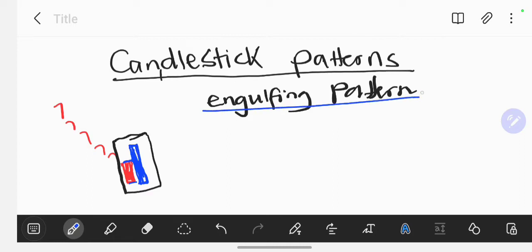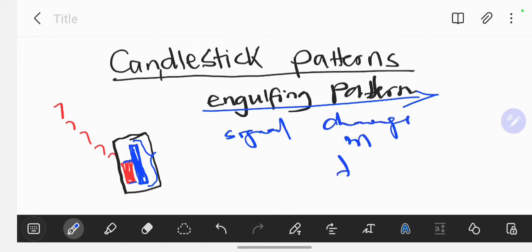So that's why we refer to it as an engulfing bar, which could also mean that now all of a sudden the bulls or the buyers are very aggressive. So this could also signal what? It could also signal a change in trend, the engulfing pattern.